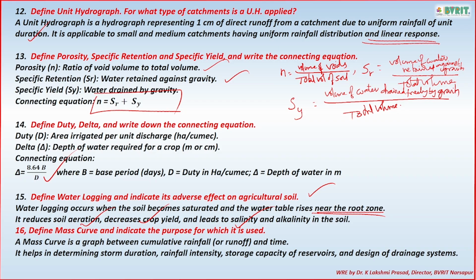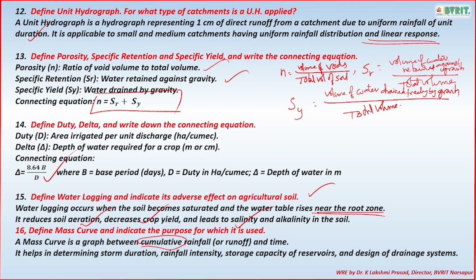Define mass curve and indicate the purpose for which it is used. A mass curve is a graph between cumulative rainfall or runoff and time. It is cumulative; the word to remember is cumulative. Cumulative rainfall versus time is called the rainfall mass curve. Cumulative runoff versus time is called the runoff mass curve or simply mass curve.